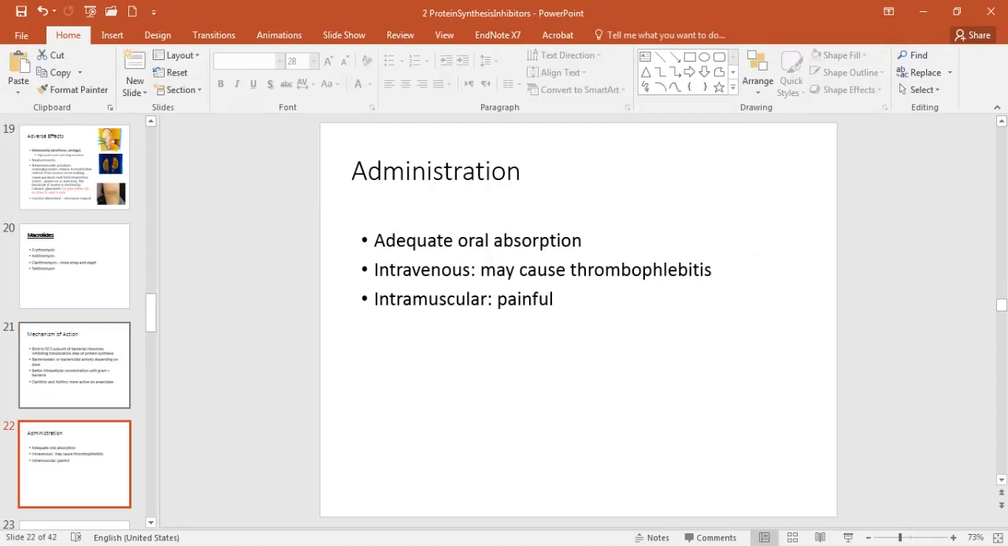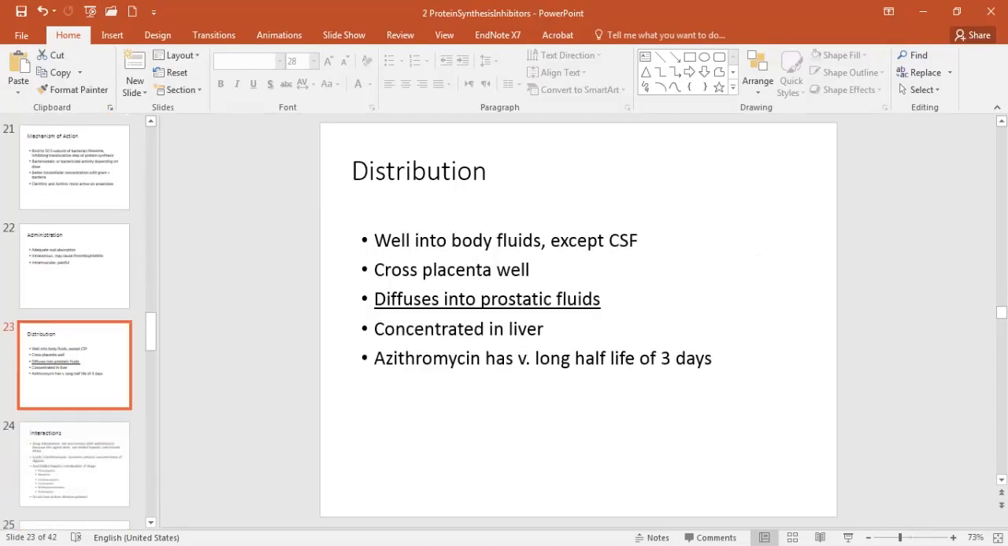Actually, I don't really see an injection of clarithromycin; it is used orally. Distribution: it has good distribution in the body fluids except CSF. It crosses the placenta well and diffuses into prostatic fluids, and is concentrated in the liver. Azithromycin has a very long half-life of 3 days.